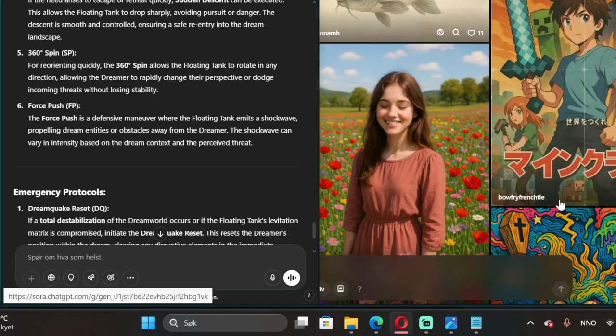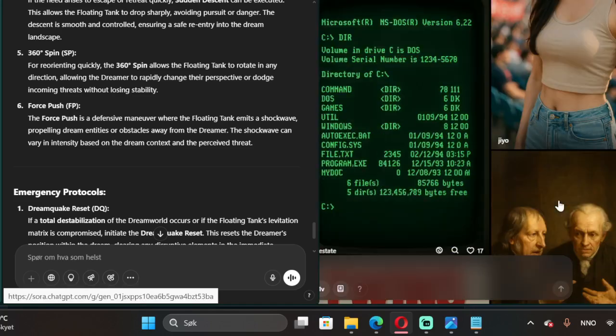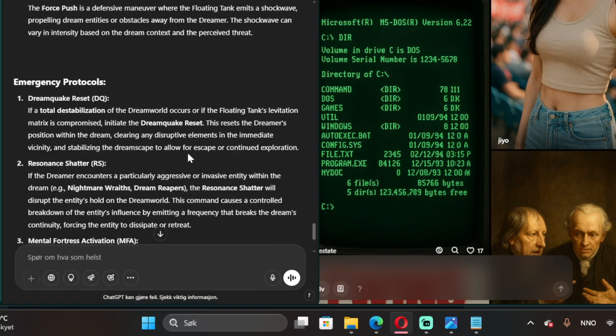6. Force push, FP. The force push is a defensive maneuver where the floating tank emits a shockwave, propelling dream entities or obstacles away from the dreamer. The shockwave can vary in intensity based on the dream context and the perceived threat.